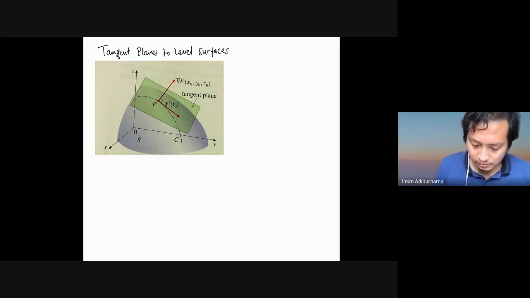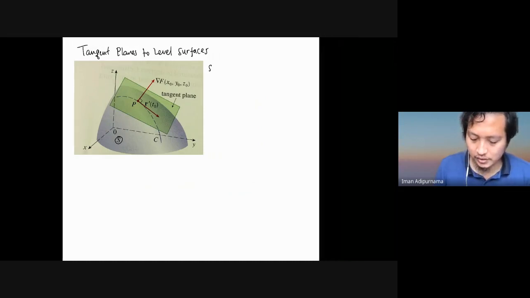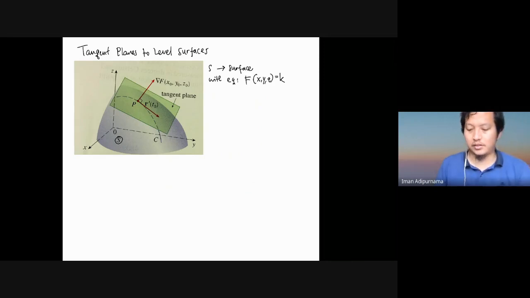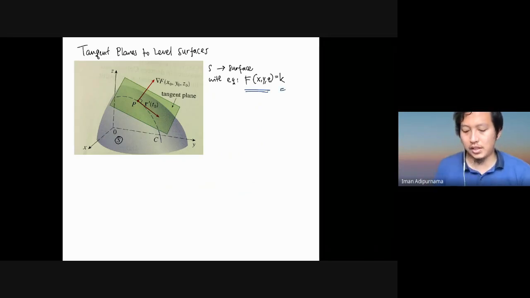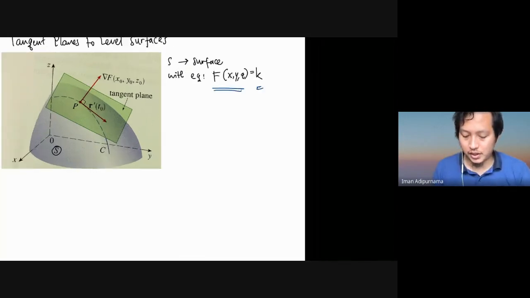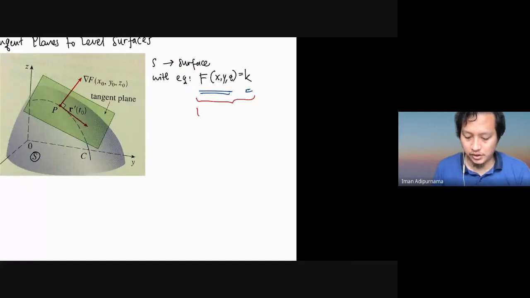So first, let S be a surface with equation F(x, y, z) equals a constant. So, how to read this equation: actually, this is a level surface of a function with three variables.